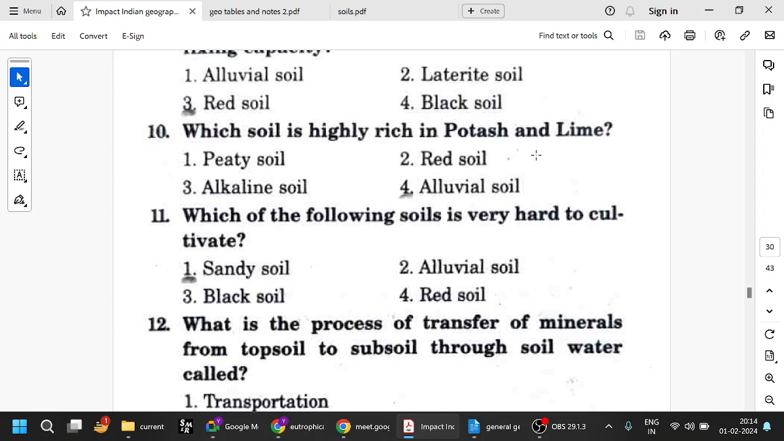So for all the soils, we have to say what kind of crops grow in that particular soil. What are they rich in? What are they deficient in? Where there is a deficiency, we will add artificial fertilizers.